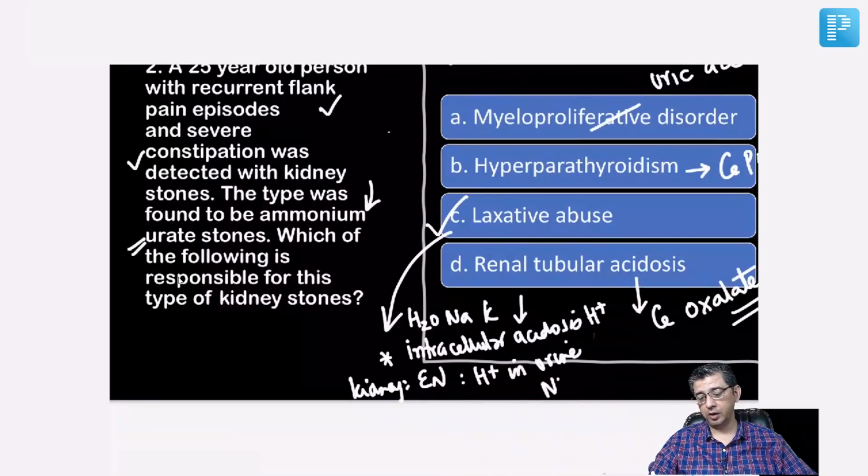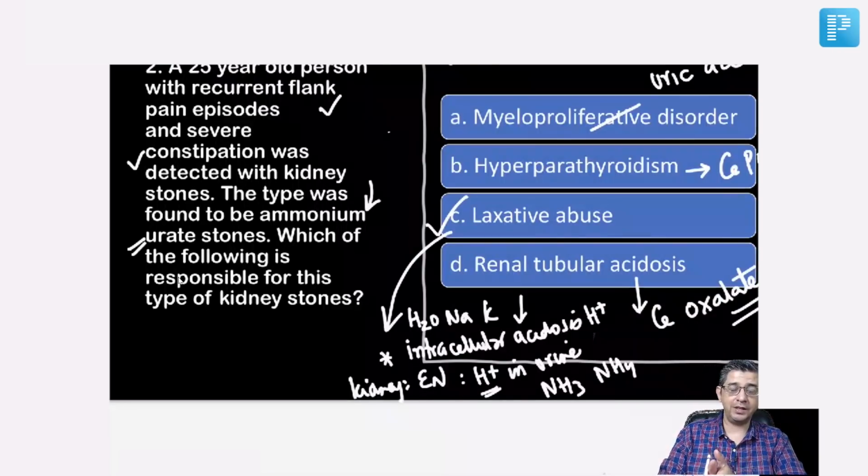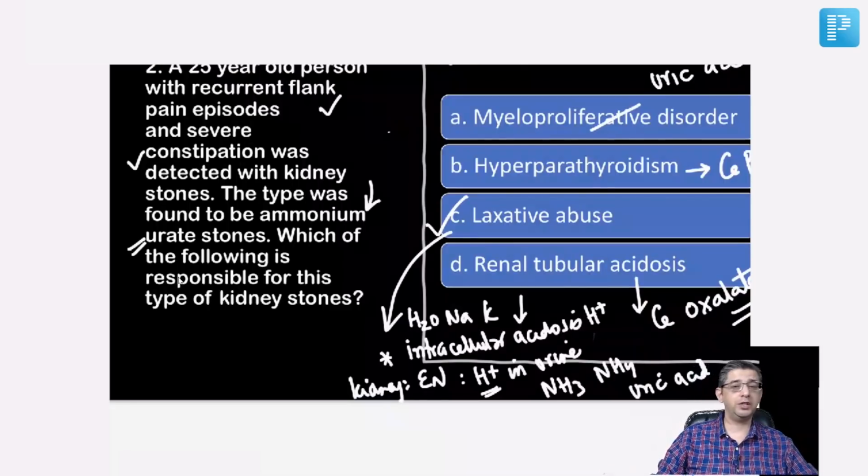One, they will bind with ammonia, and therefore binding of hydrogen ions with ammonia will result in formation of ammonium. And second, the hydrogen ions will also cause crystallization of uric acid. Please remember that uric acid is an acid. The acidic pH of the urine will cause crystallization of uric acid simultaneously, and the two will then chelate to form ammonium urate stones. I have just tried to simplify what is mentioned in journals.